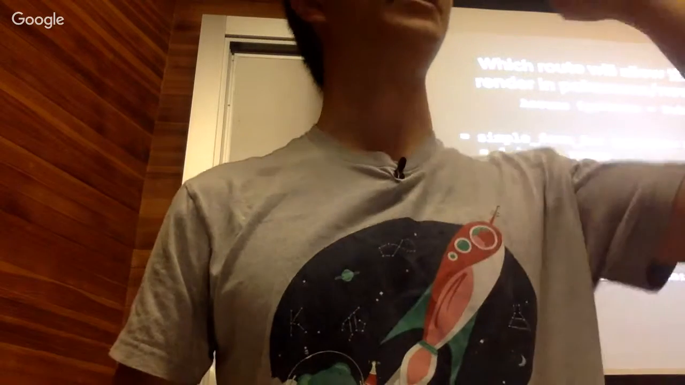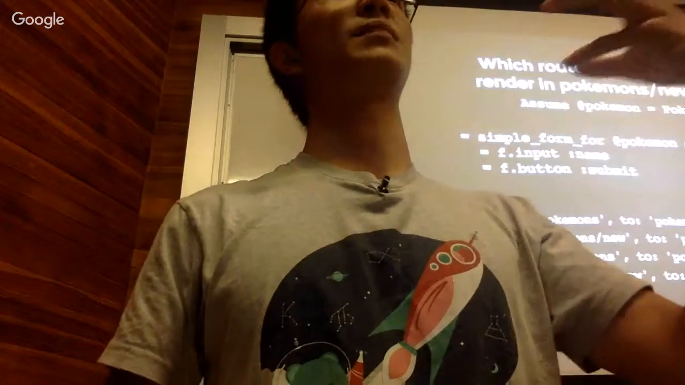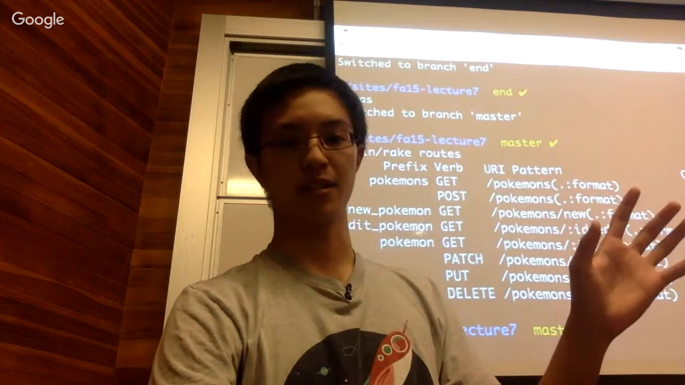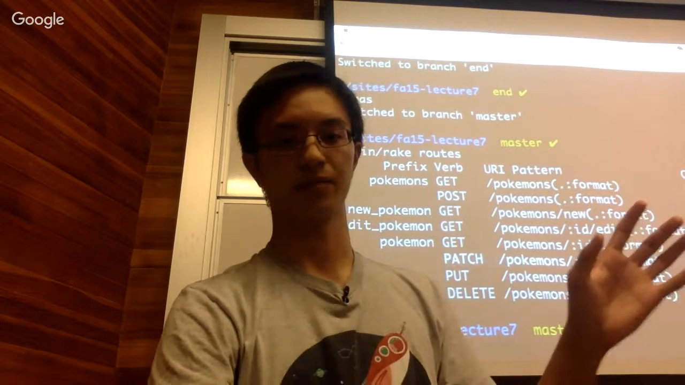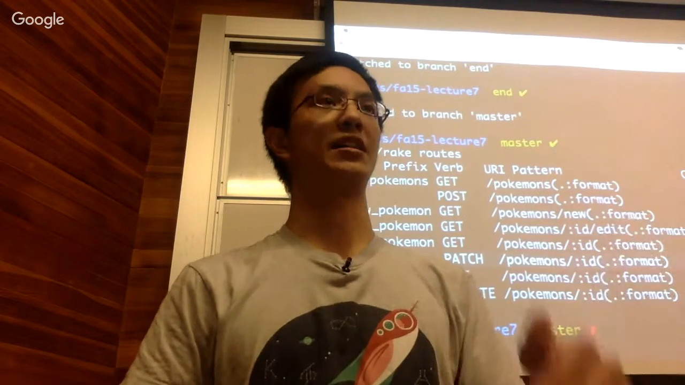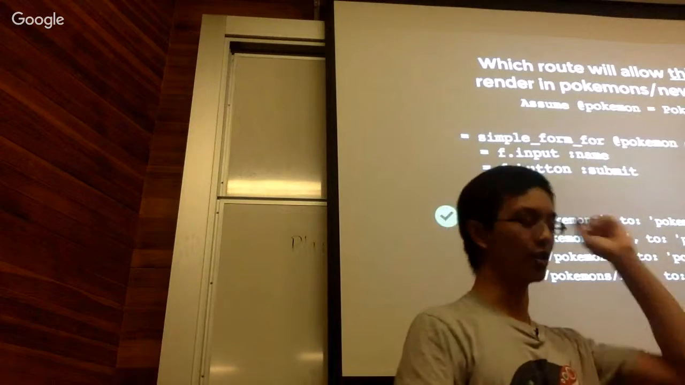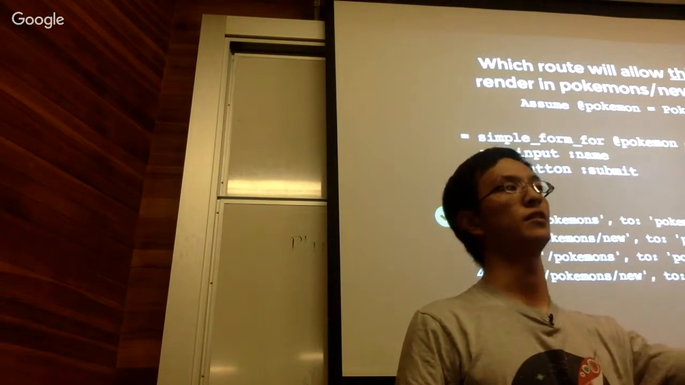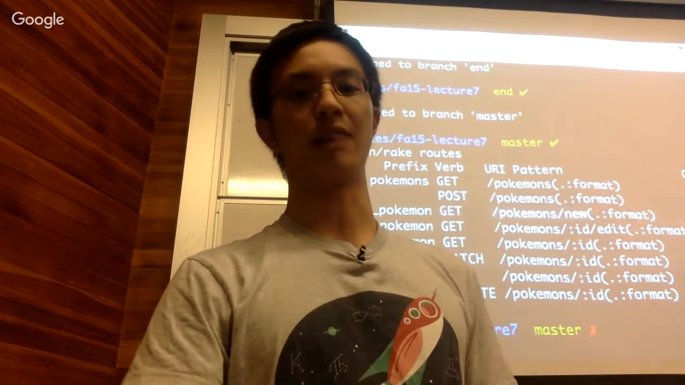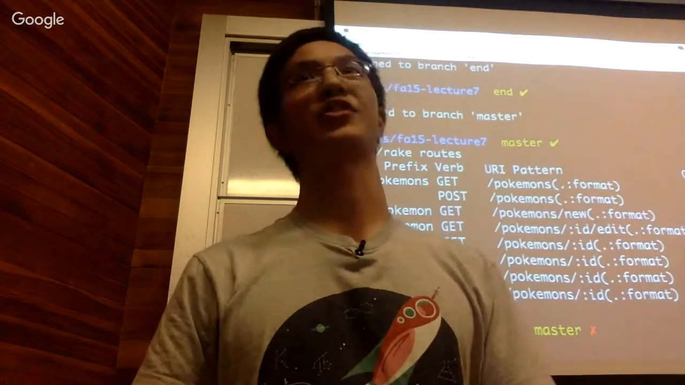Now, if Pokemon were not a new Pokemon, if instead I wrote Pokemon equals Pokemon.find, say some ID like 2, so this is an existing Pokemon, I don't have the correct route here in the choices, but simple form for will look for the update route instead of the create, okay? So this is what's going on behind the scenes. So let's go over what exactly happens when I visit this page. So I go to /Pokemons/new. Rails says, great, this is this URL, so I'm going to go to the Pokemon's new action in my controller.